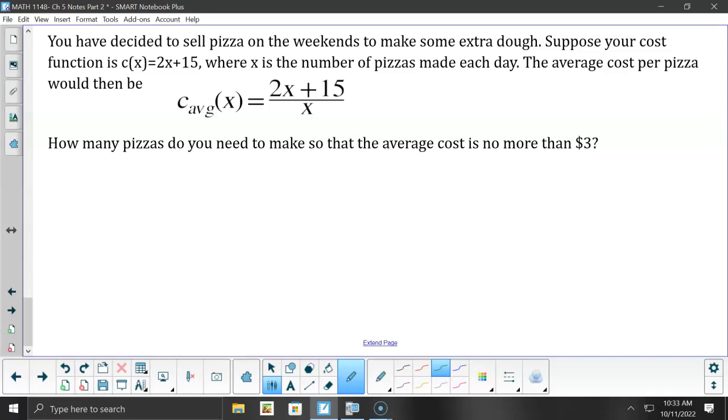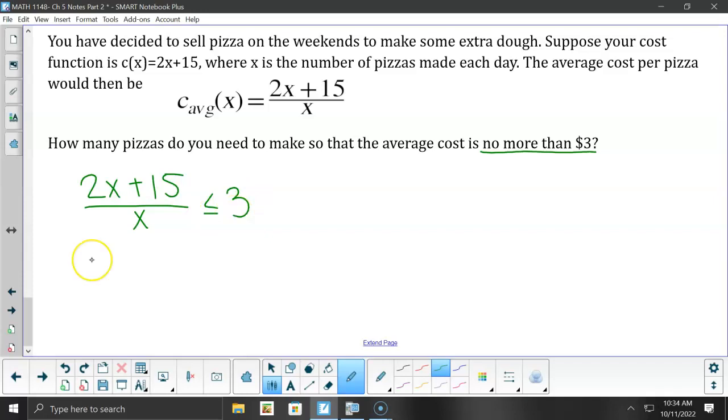All right, suppose your cost function is 2x plus 15, and x is the number of pizzas you make each day, so therefore the average cost per pizza would be made by that formula. How many pizzas do you need to make so the average cost is no more than $3? So could I take the part for the average cost of pizza? I want it to be no more than 3. So how would I write that? Less than or equal to 3. I can hit 3, but I don't want it to be more than $3.